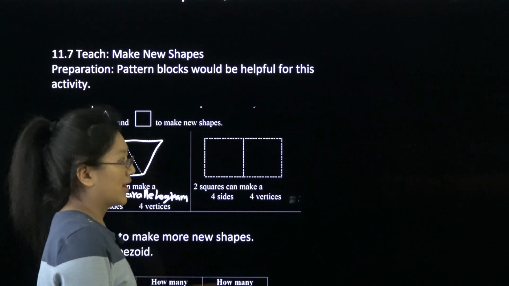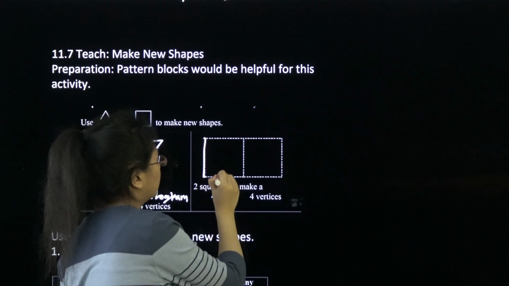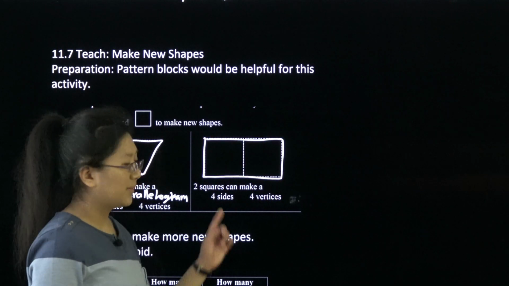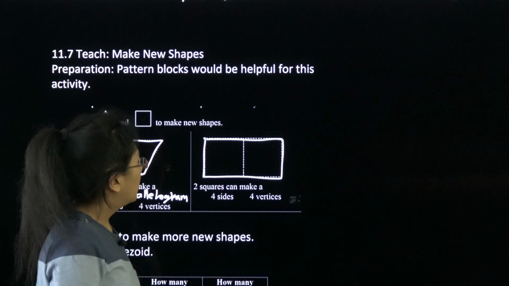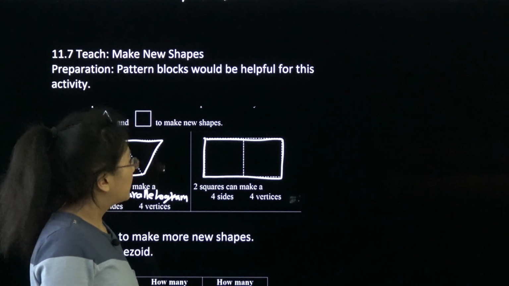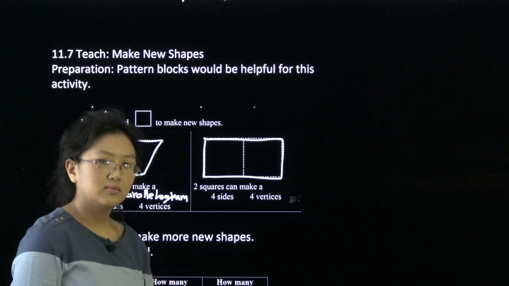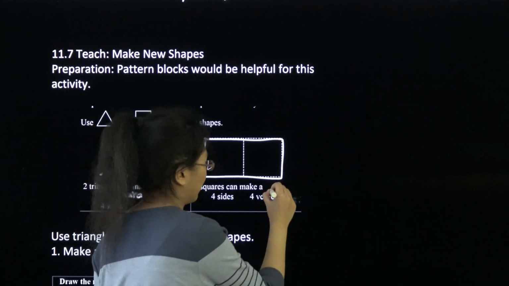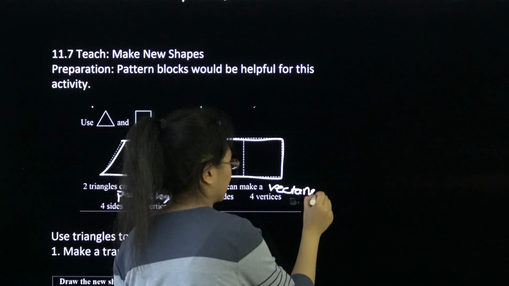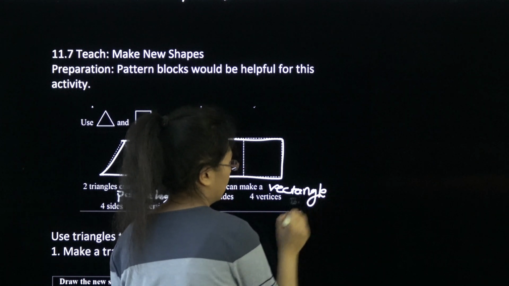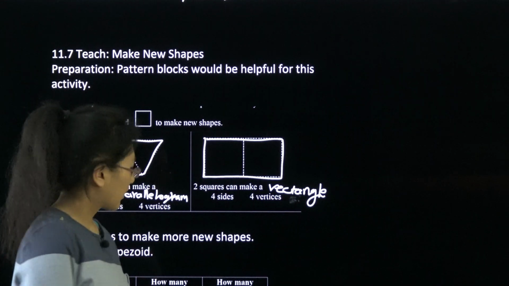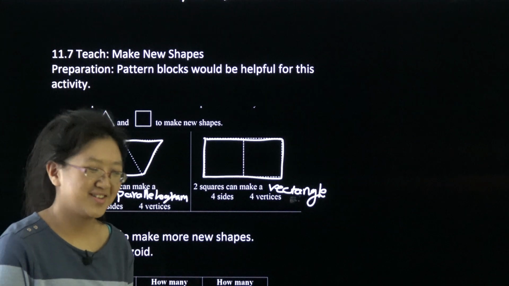Two squares can make a, well, let's outline this one now. Something with 4 sides and 4 vertices. So this one looks kind of like a square, except the lengths and the widths aren't equal. So it's a rectangle. So two squares can make a rectangle. Amazing what you can do with other shapes, isn't it? Voila! We're done the example. So now let's move on to some exercises.